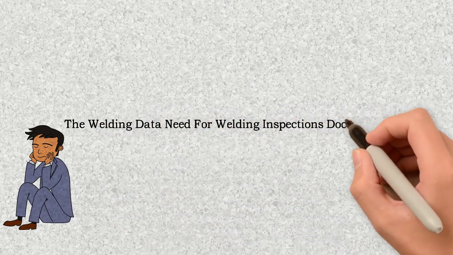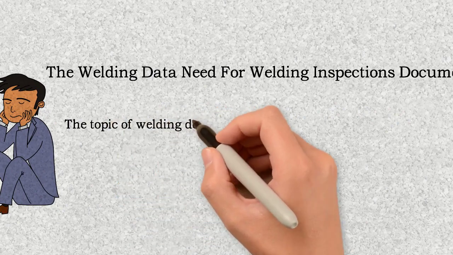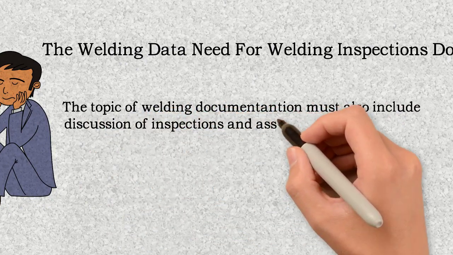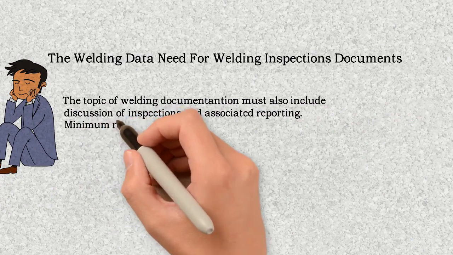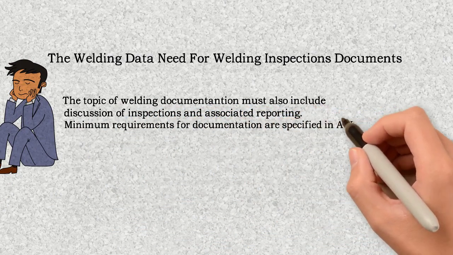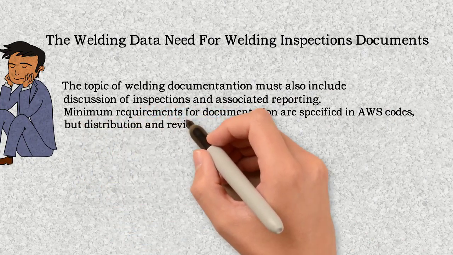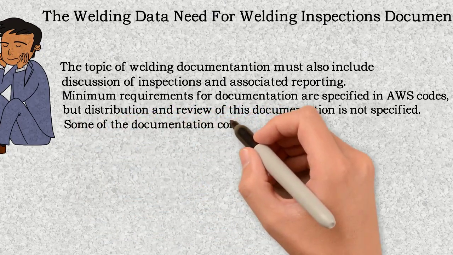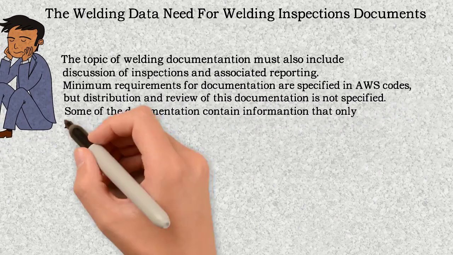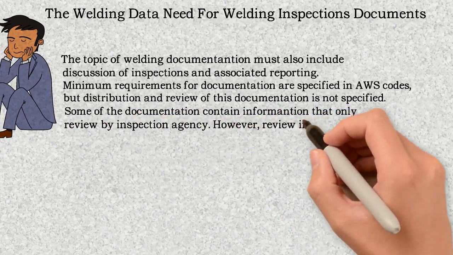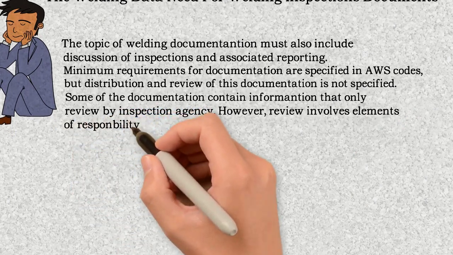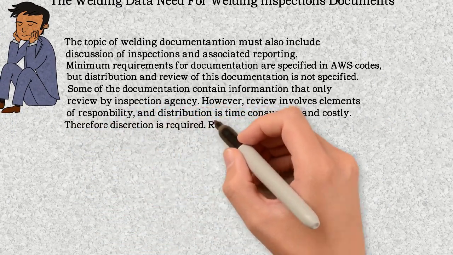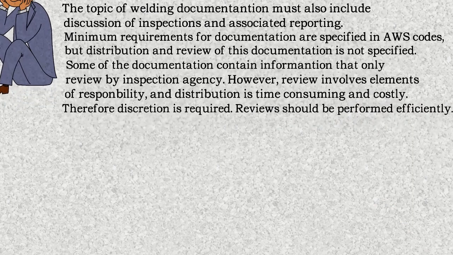The welding data needed for welding inspection documents. The topic of welding documentation must also include discussion of inspection and the associated repository. Minimum requirements for documentation are specified in the AWS code, but distribution and review of the documentation are not specified. Some of the documentation contains information that is only reviewed by the inspection agency. However, review involves elements of responsibility, and distribution is time-consuming and costly. Therefore, a description is required so that review can be performed efficiently.